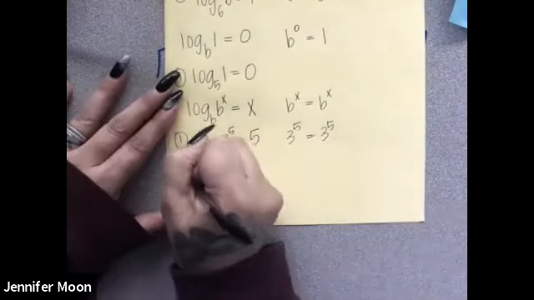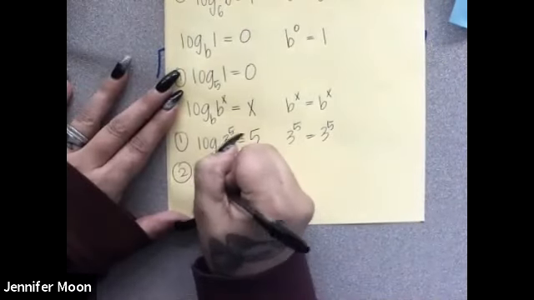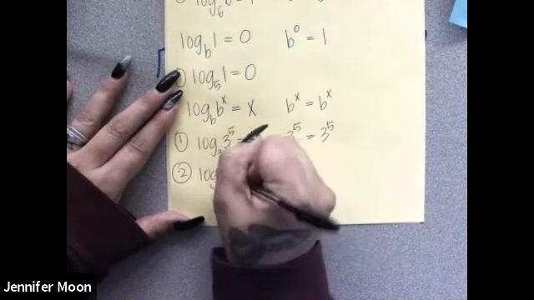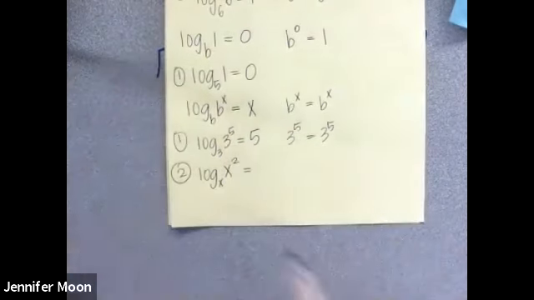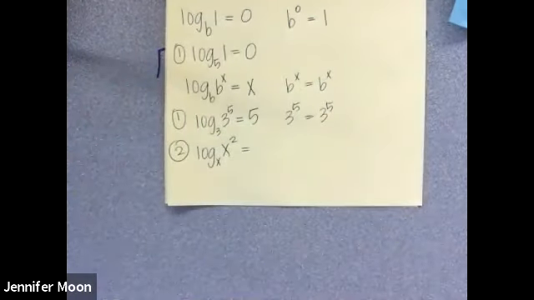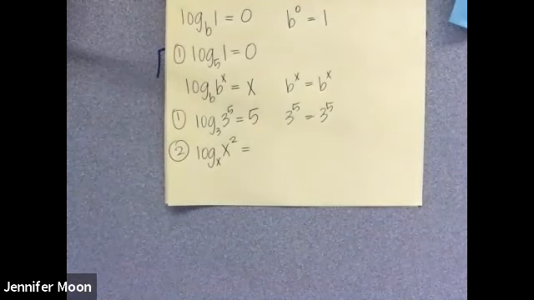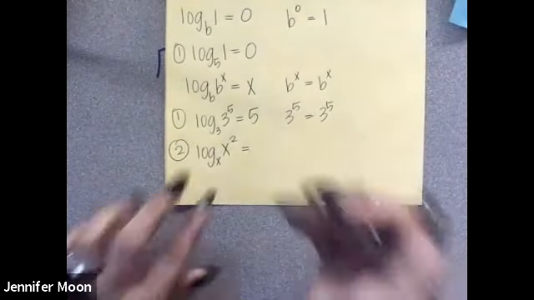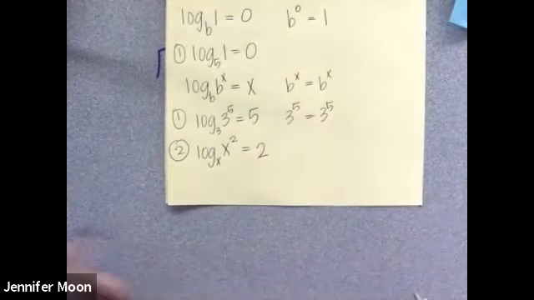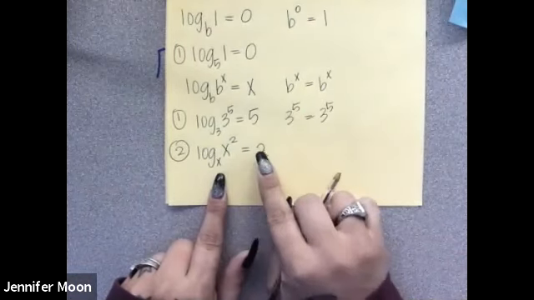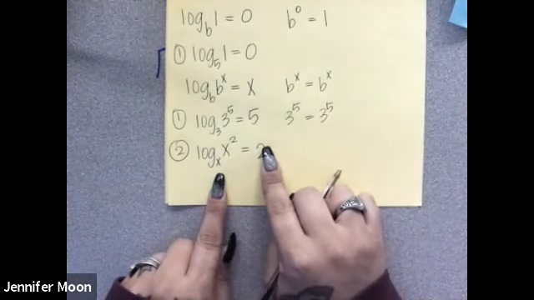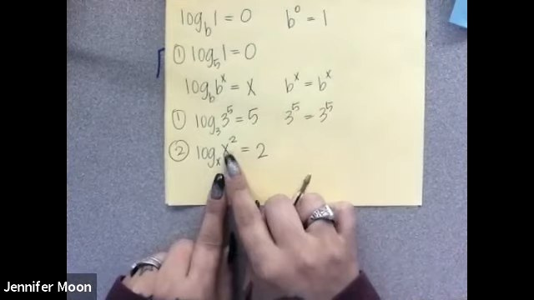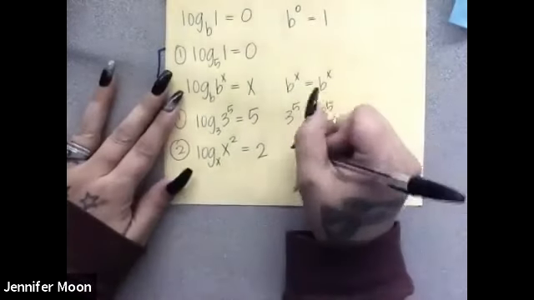I did another one of these. Log base x of x squared. So what would my answer be there? 2. It's the exponent that's on my A term right there, right? It would be 2. And this is because x raised to the second power is x raised to the second power, okay?